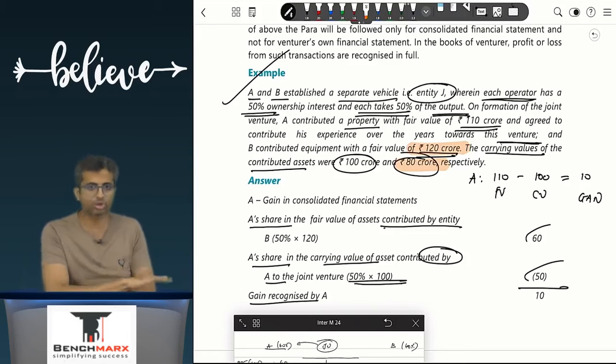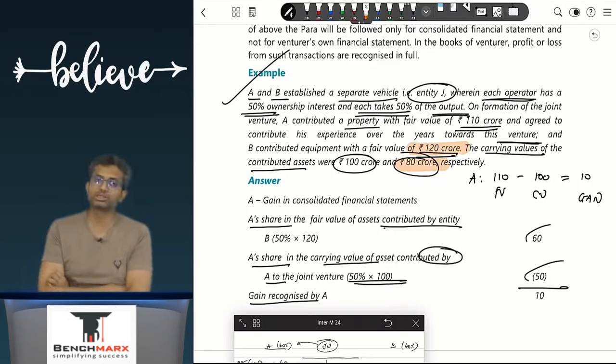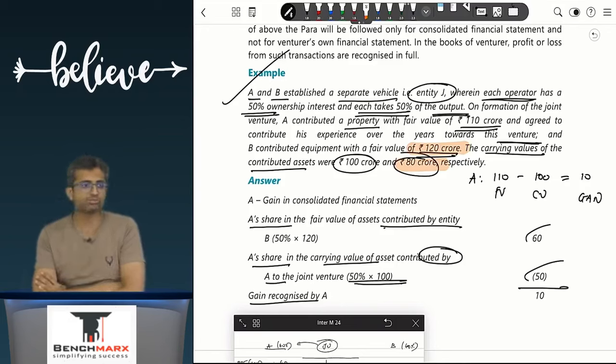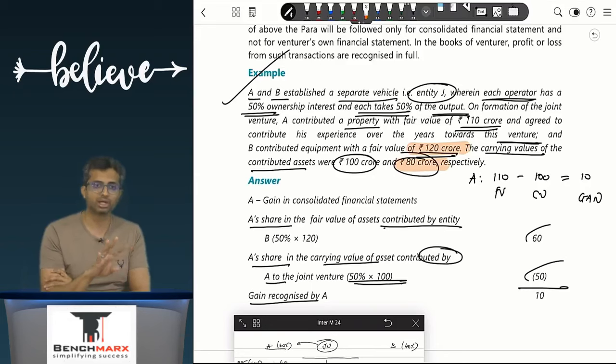They have not asked for the individual gain here. They have done the total. So B is transferring assets worth 60, and corresponding to that, in its books B had shown 80. So actually a gain of 40 should be there. But 40 you will not recognize. You will say 50% of the 40 is unrealized, the remaining 50% is realized, and hence you will recognize only to the extent of 20.